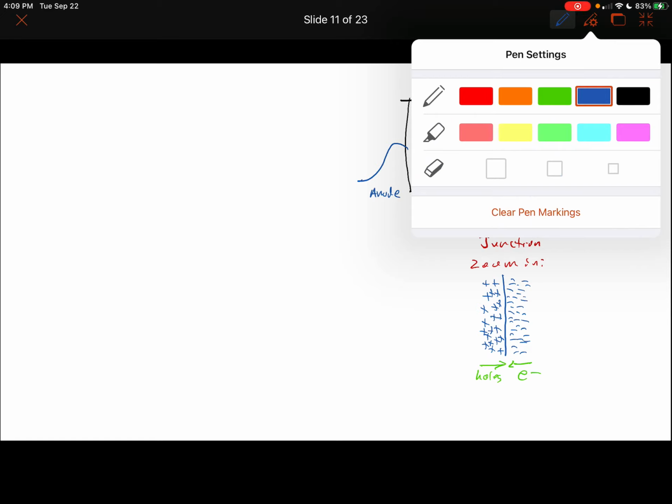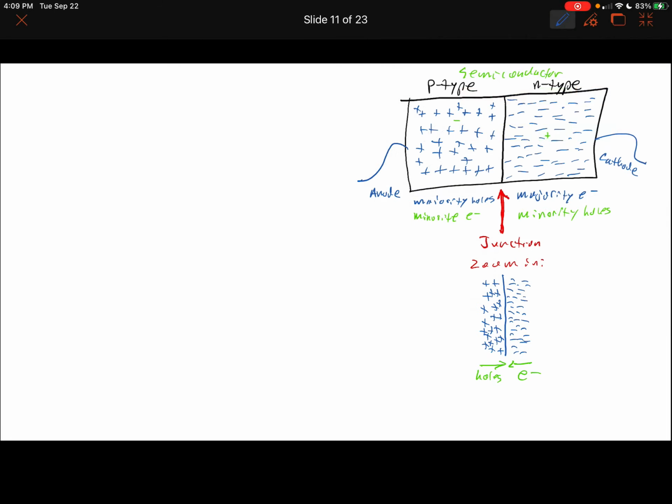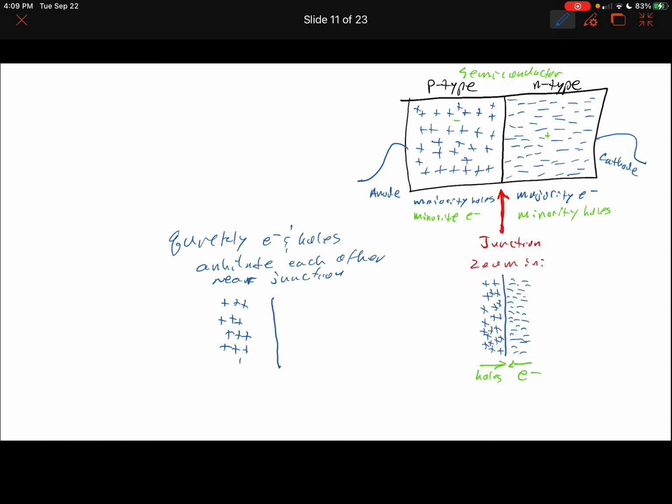So I don't know why I drew this on the right side, and I'm not sure what color I want to switch to. But quickly, we'll quickly end up with this situation where we've got lots of holes in the p-type region still. We're still zoomed in here.